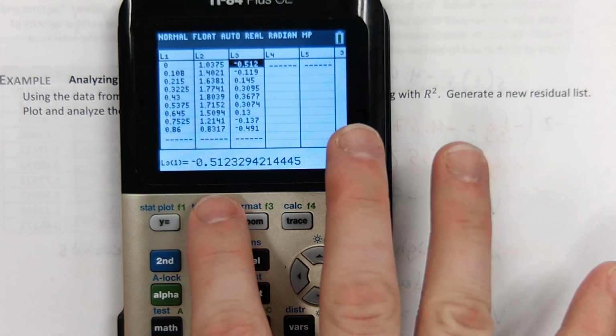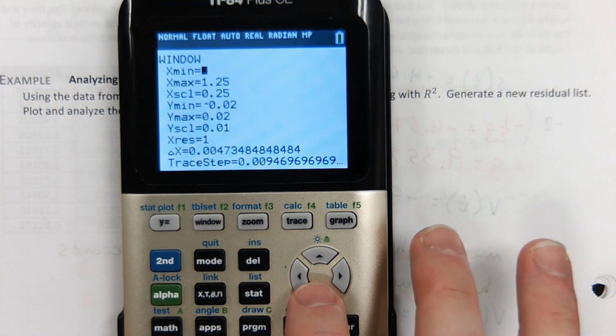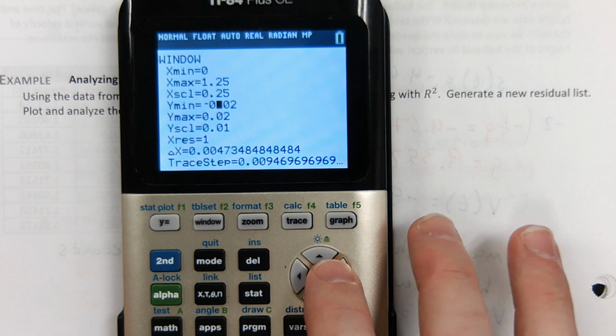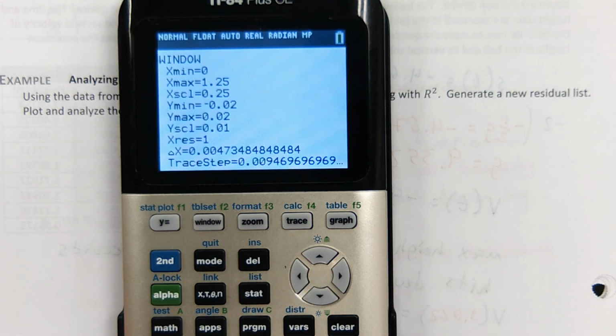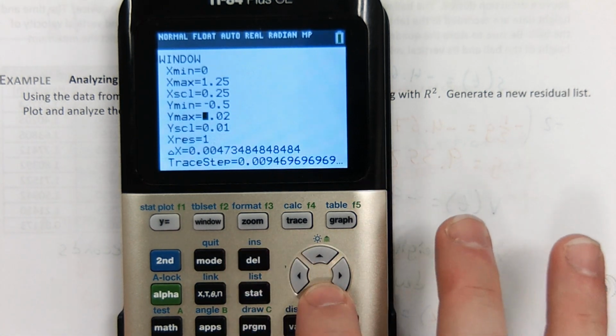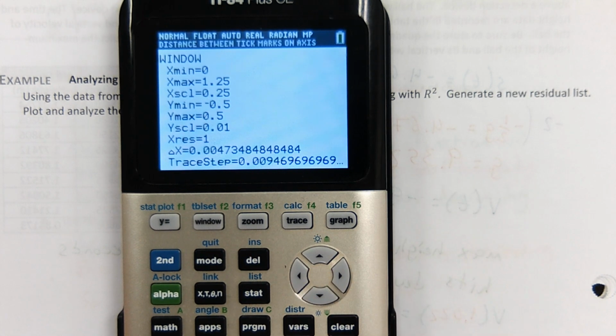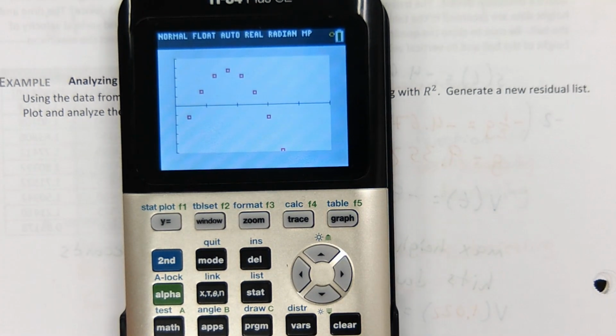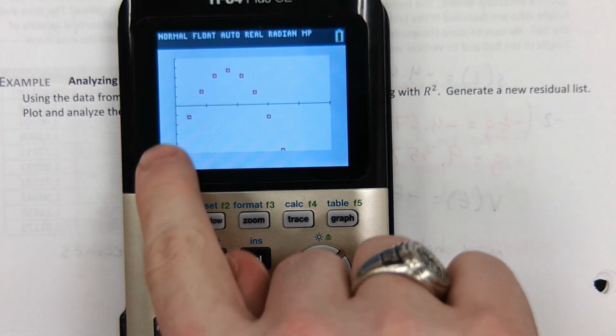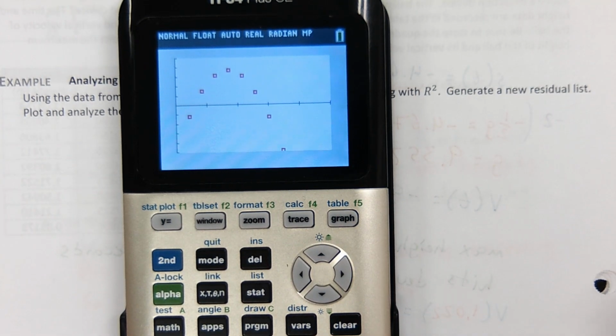So I'm going to go to my window. And my y minimum, I'll just do negative 0.5 and positive 0.5. How about that? And have my y scale go by 0.1s. Look at those residuals. What shape is that? It's quadratic. So because these residuals form an obvious pattern, this is a bad model. Because those residuals basically told you should have picked a quadratic. That's basically what that says.